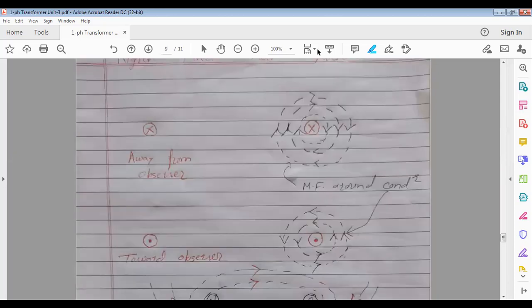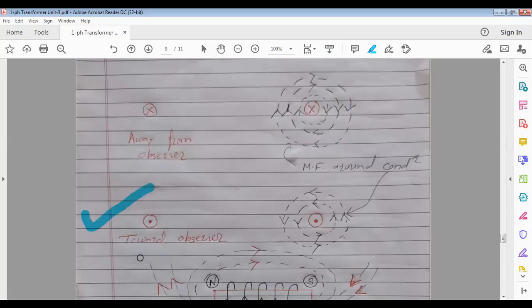So here I have written, see, conductor carrying current away from observer, cross. So the magnetic field produced is rounded in clockwise direction. Hold the thumb of the right hand in the direction of current away from you, and wrap the fingers in clockwise direction. So in clockwise direction around it, the magnetic field gets produced. Reverse is the case for the other case, that is toward the observer, that is the dot. In reverse direction, you hold the thumb toward you and wrap the fingers, and you will find you are wrapping the fingers in anti-clockwise direction.